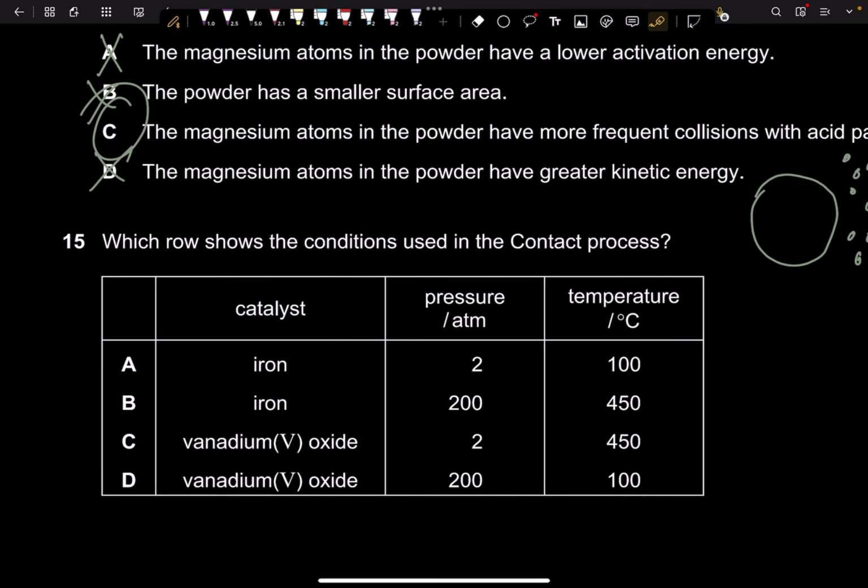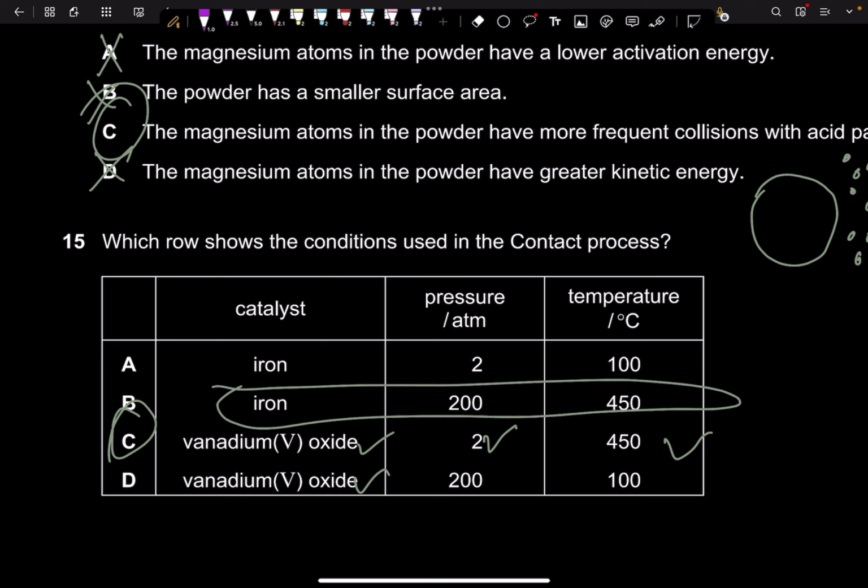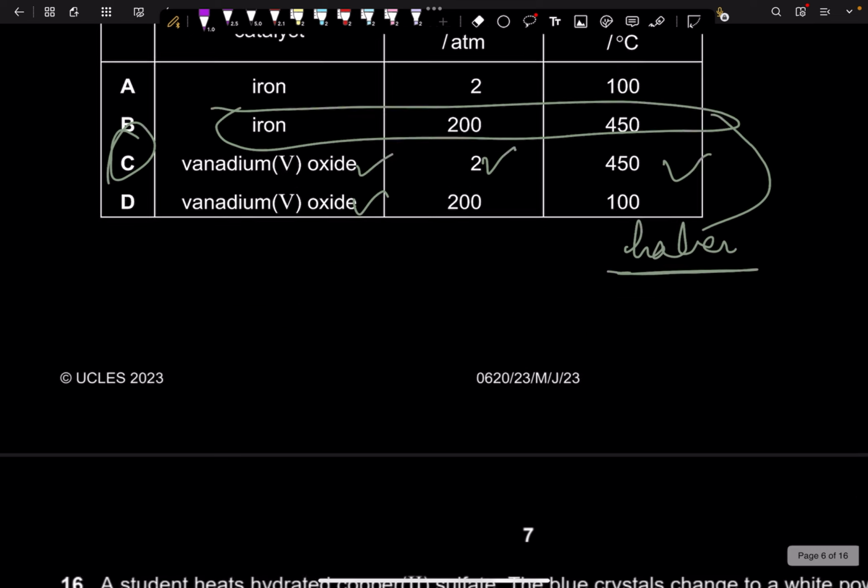ठीक है? Which row shows the conditions used in contact process? This should be on your fingertips now. You use vanadium oxide catalyst. You use 2 atm pressure. You use 450 degree Celsius temperature. ये सारी conditions जो हैं ये हमारे हैं उस वाले process के लिए. What is that called? Your Haber process. ठीक है? This is your for the Haber process. और नीचे वाली है हमारे contact process के लिए.